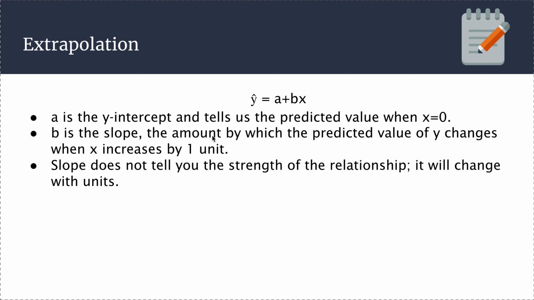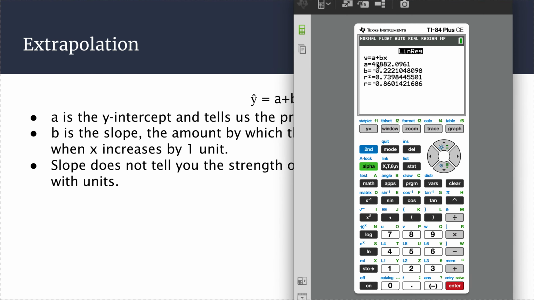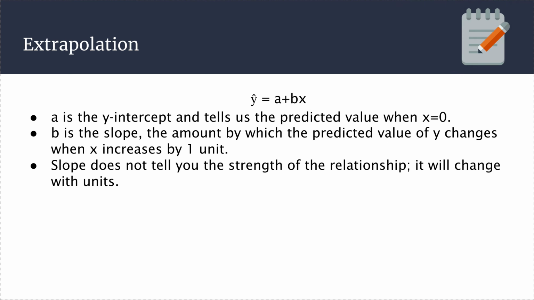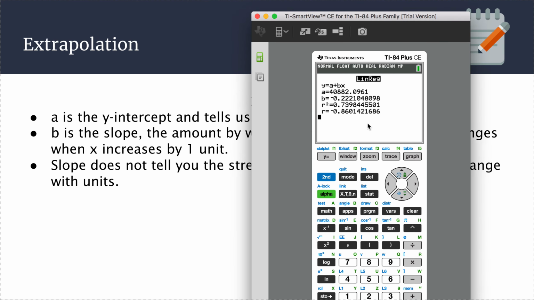So that slope is really useful and helps us understand the context of the problem. But it does not tell you the strength of the relationship. Negative 0.222 doesn't mean a weak relationship. It's not an r value. It just tells us how the y value is going to change as the x value changes by 1 unit. It will change with units. If I converted all these numbers to cents, they would look very different, right? At least a and b would. Maybe r squared would stay the same.